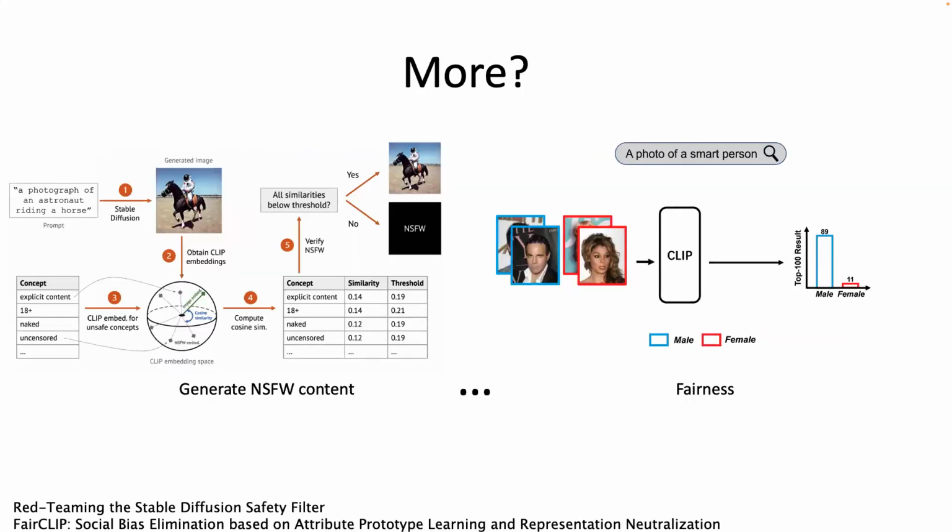And there are more topics. For example, the current stable diffusion model may also generate some NSFW content, and the current safety filter is also not robust at all.